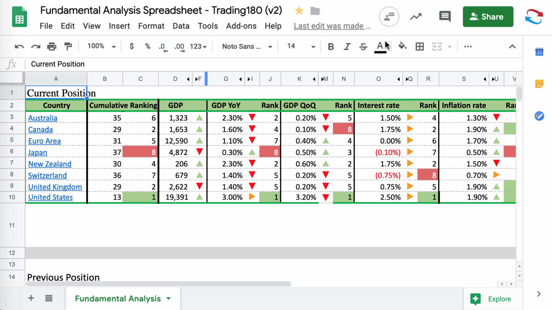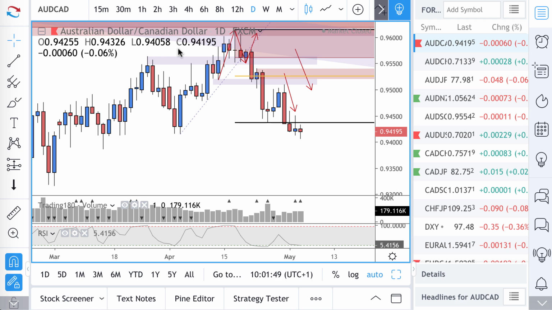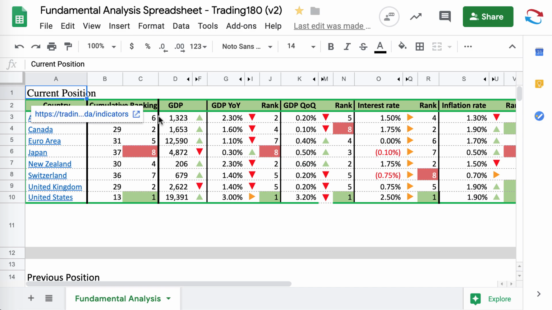So, getting into the charts now. If this is to be correct: Aussie still 6, Canada number 2, United Kingdom number 2, Swiss franc 7, New Zealand 4, Japan 8, Euro 5. Also, just to remind you guys that yes, we have a cumulative ranking, and this is our ranking now.